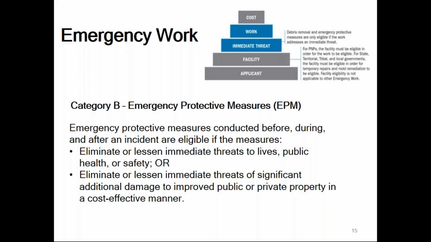Under this declaration, Category B work is the only category of work that will be eligible. Essentially, Category B work is emergency protective measures, and an emergency protective measure is to eliminate or lessen immediate threats to lives, public health, or safety. At other times it's to eliminate or lessen immediate threats of significant additional damage to improved public or private property in a cost-effective manner. Since this is not a disaster declaration, there likely are not going to be too many properties that are damaged. So essentially, we're going to be looking at those costs, those work activities that are meant to eliminate or lessen immediate threats to lives, public health, or safety.